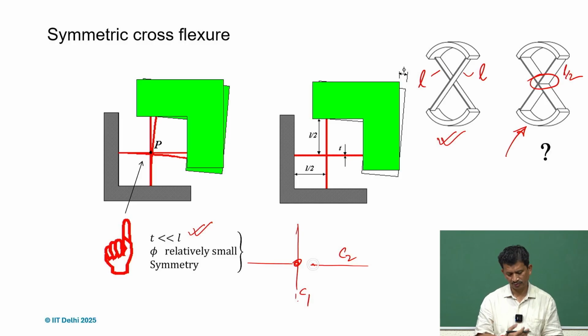Maybe because one is not aware, they tend to just fuse it, or maybe because of manufacturing limitations, or if you are doing wire EDM, you tend to just merge them. But if you are merging, be aware that the stiffness, the stresses, and the range of motion are going to be very different from this case. So these two are not the same.